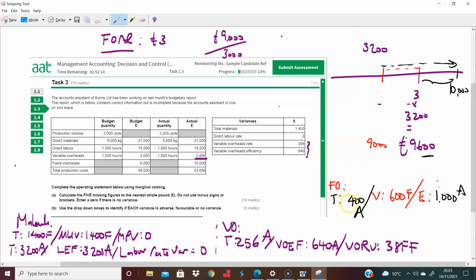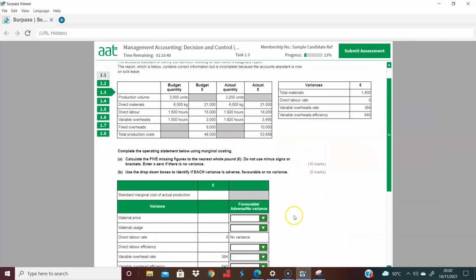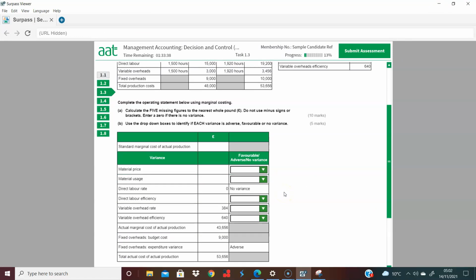It's 400 adverse because of your journaling. But if you're breaking down this 400, what is this 400 made up of is what we're really asking. 400 adverse is made up of an expenditure variance of 1,000 adverse and a volume variance of 600 favorable. That's the relationship between these three. So you can just take all this and plug it into the question below. Let's just go there and see. And that's what they're asking for.